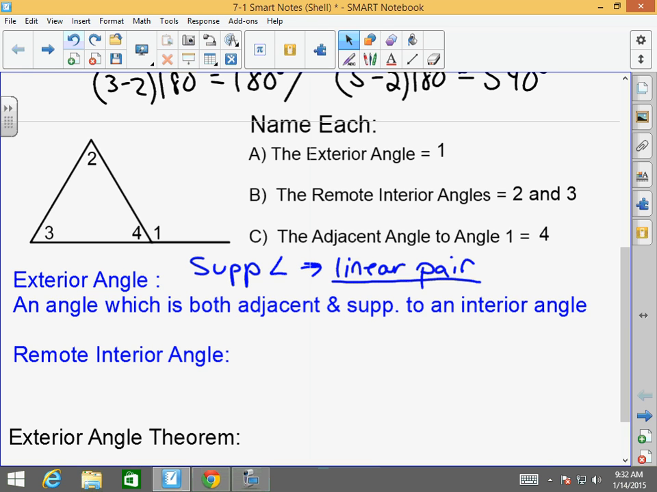You could have 2 exterior angles, sure. You could have this one, let's call this 5, and then let's call this 6. The remote interior angles would depend on who you're using as the exterior. If you're using angle 5 as the exterior, great question, by the way, 3 and 4 would be your remotes. You with me, my brother? If you were using 6 as the exterior, 2 and 4 would be the remotes from that particular exterior angle.